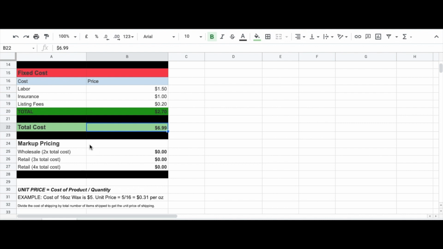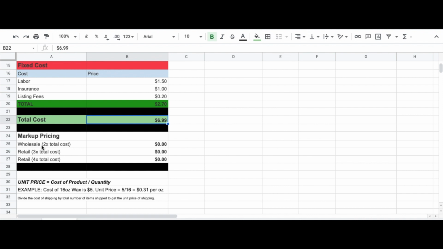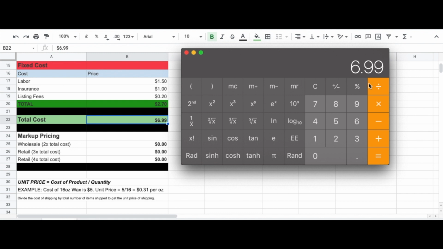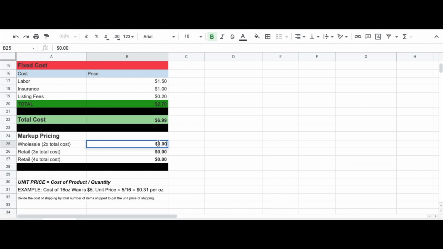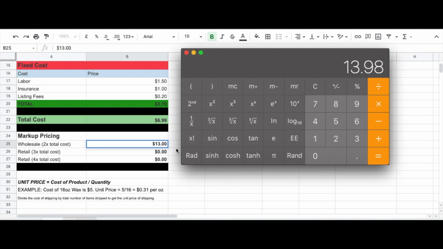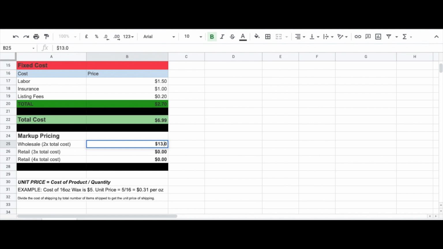Your markup pricing will be double your total cost, which is 6.99 times 2. That's 13.98. So this is what you should be selling your candle for at wholesale. At wholesale, please, I repeat myself, at wholesale. This is supposed to be your candle price at wholesale, not retail. So don't make a candle for 6.99 and sell it for $10.